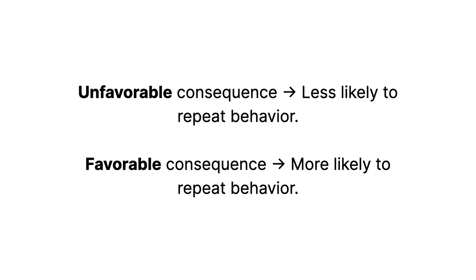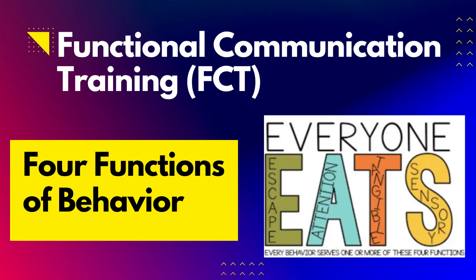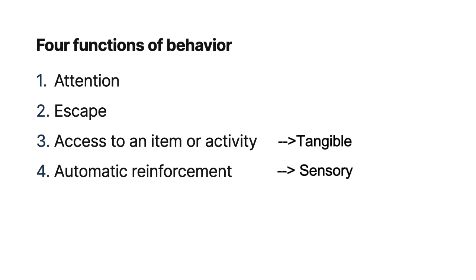Once we understand the importance of antecedents and consequences, we can begin to uncover the functions of behavior to help the person learn better behaviors to meet the same function. Researchers describe 4 functions of behavior. These are attention, escape, access to an item or activity, and automatic reinforcement, often referred to as a sensory function.